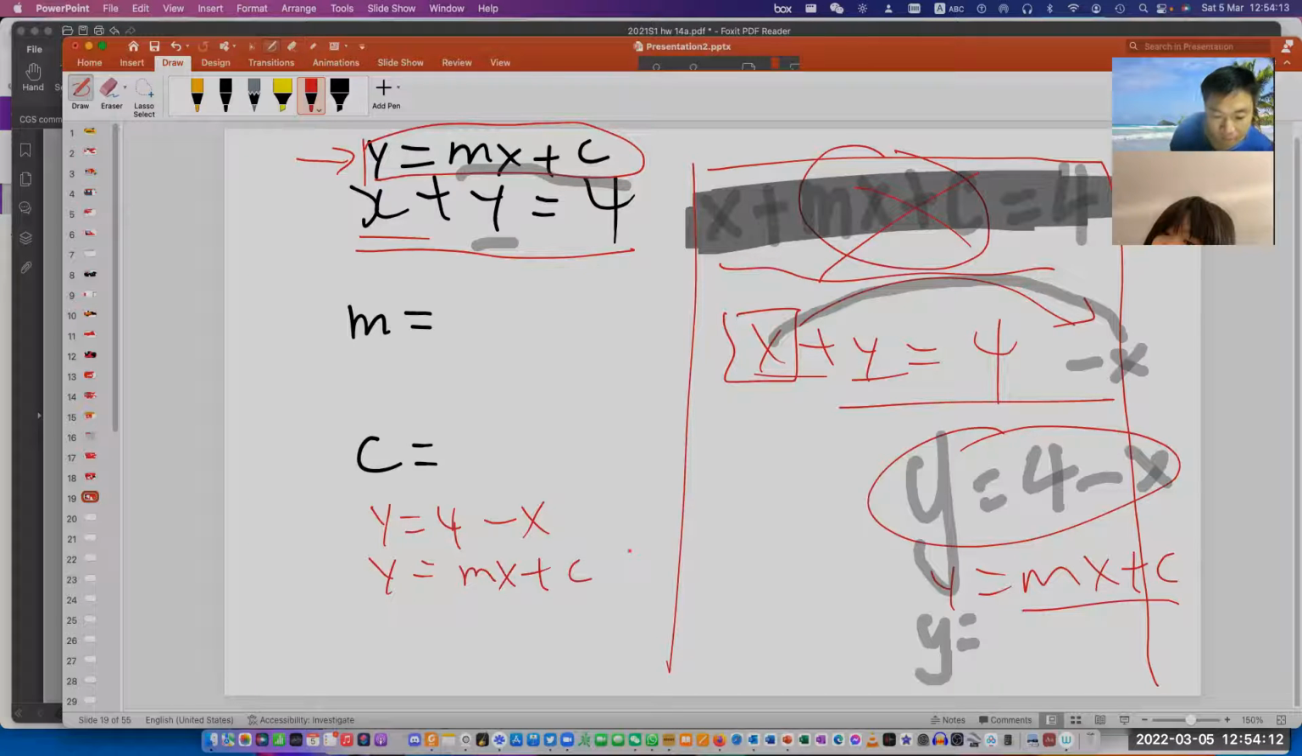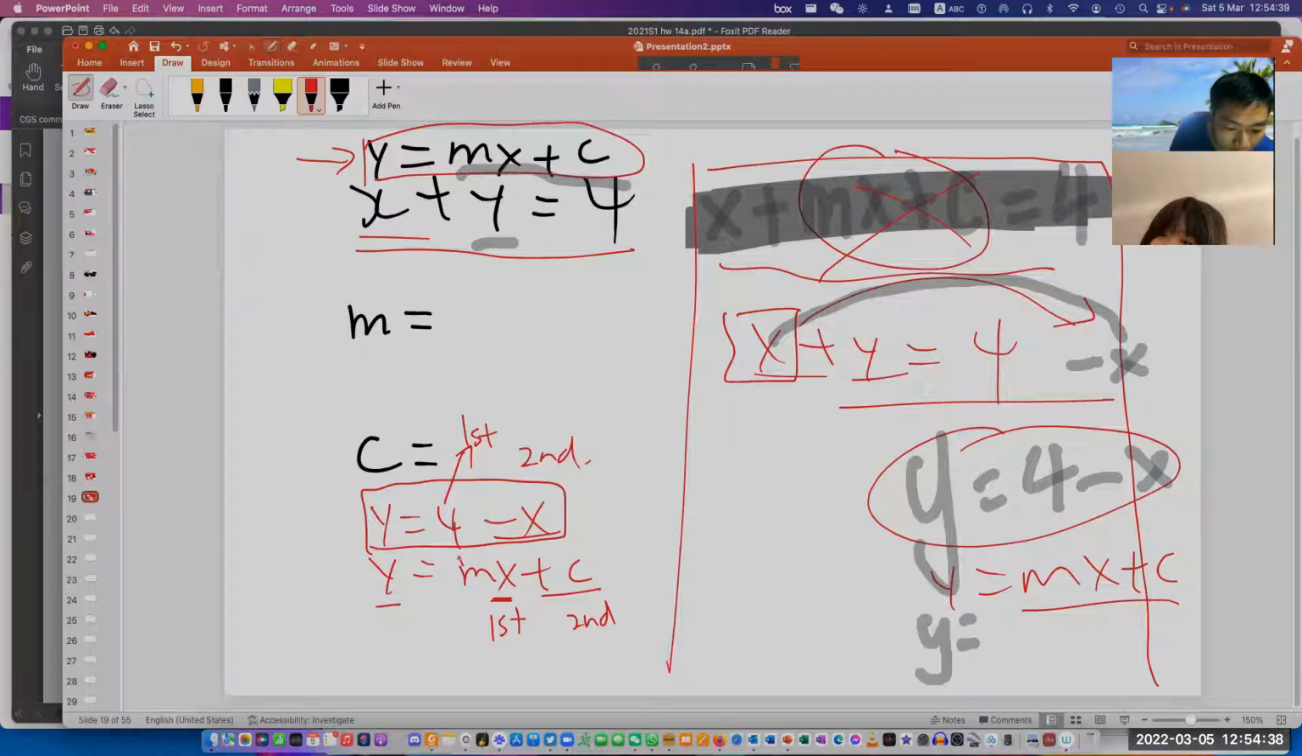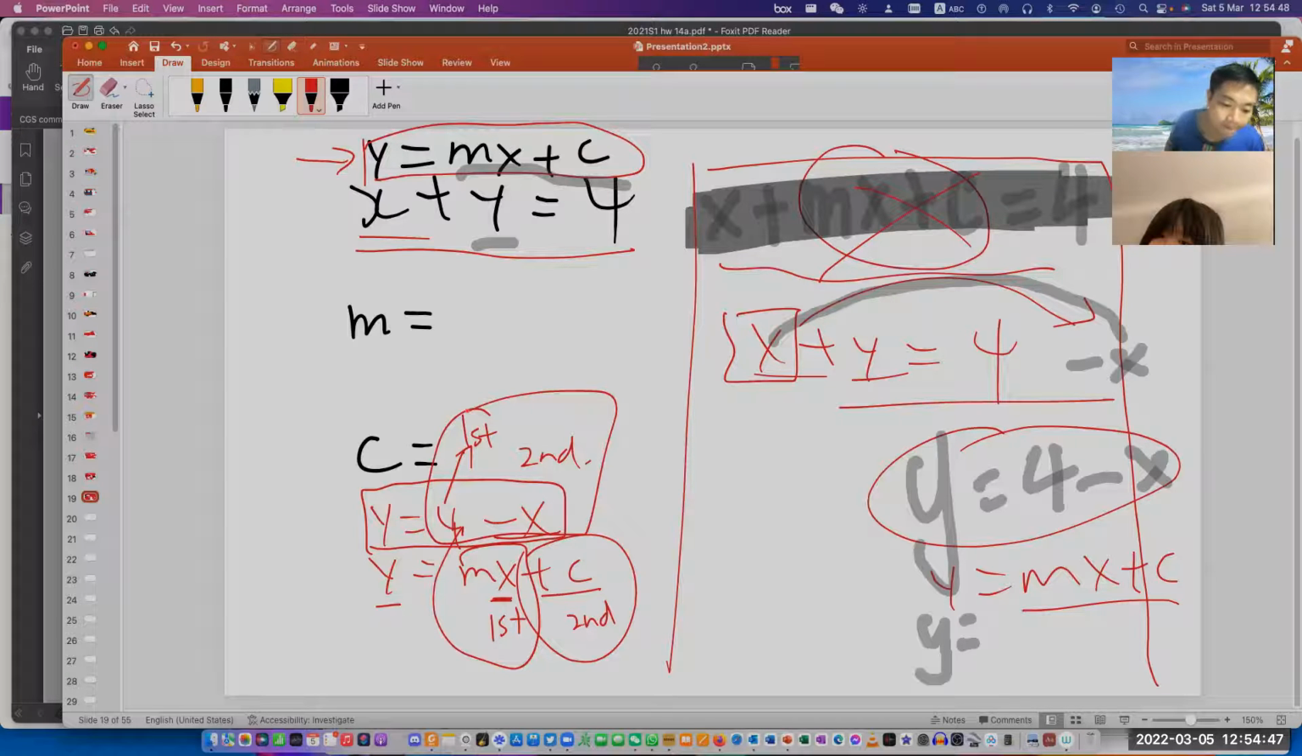Not yet. So what it means is I'm supposed to see the y here, and the x first, and the c second. But look at your arrangement for this. The c is first, and then the x is second. So rearrange them so that your x comes first, and your c comes next, so that you get it into the mx plus c format.